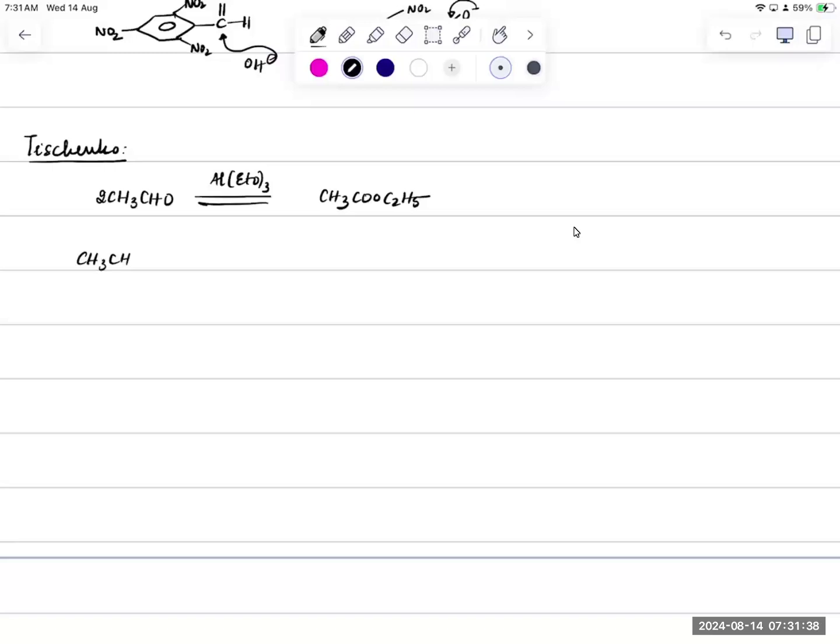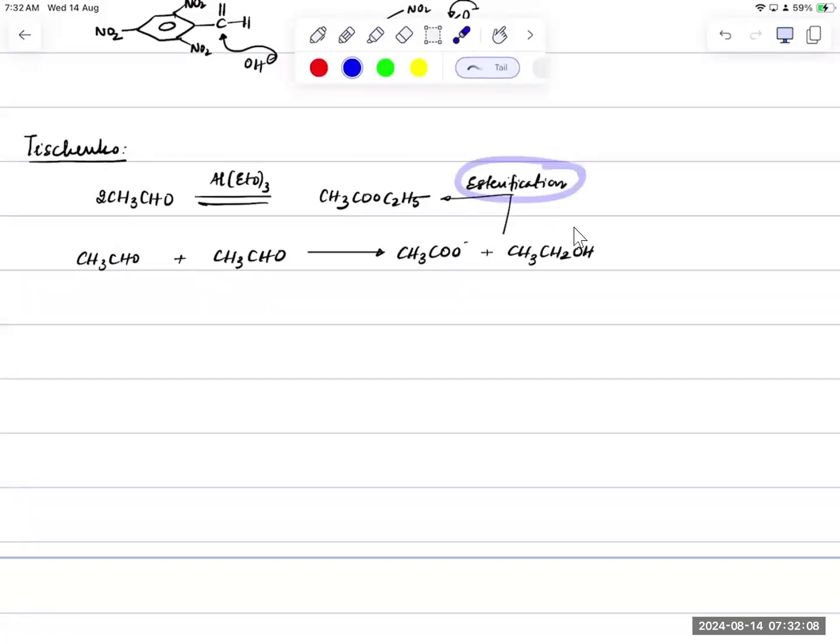That is, if you have these two aldehydes reacting, what do we do in Cannizzaro? In Cannizzaro, we know that one will make an acid, the other one will make an alcohol. Now, imagine as if you are doing esterification of these two. Esterification of this. That's how we will get an ester form.